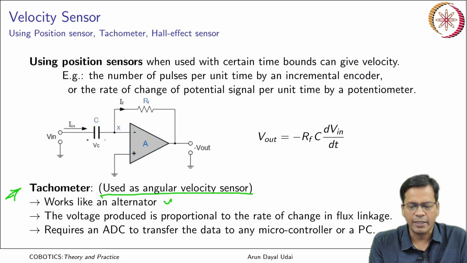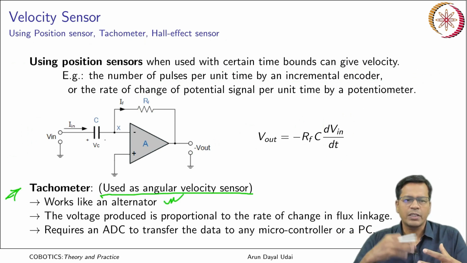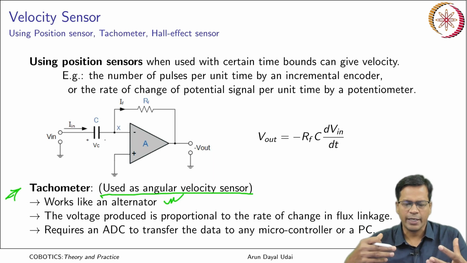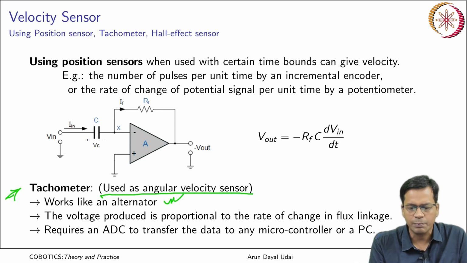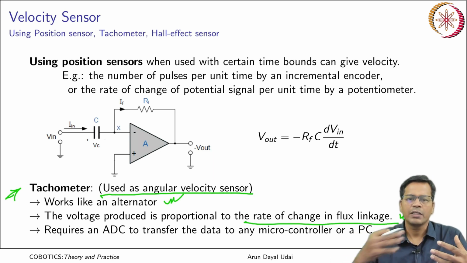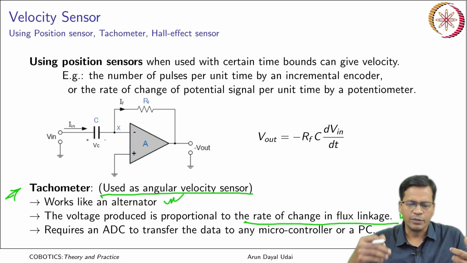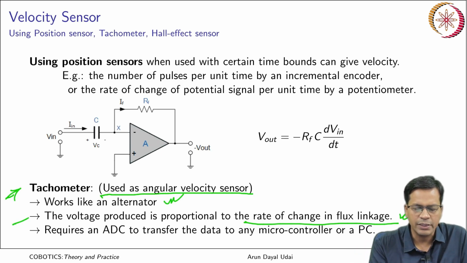It works like an alternator. It works simply, you know, if you increase the angular speed of the tachometer, a higher voltage is produced. So voltage produced is proportional to the rate of change of flux linkage, that is changing because of the speed of the shaft. Okay, so higher is the speed of the shaft, higher is the voltage that is seen by the tachometer. That is very common and it is used in quite a lot of industrial applications.